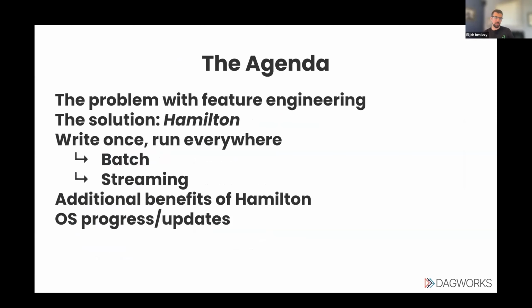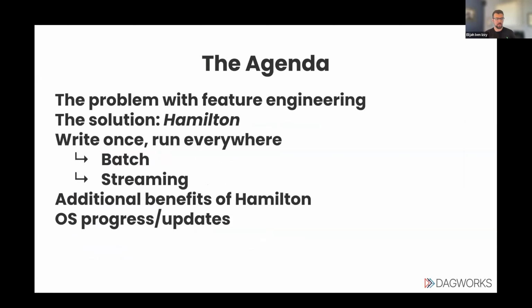So on the agenda today, first, I want to talk about the problem, or the challenges with feature engineering. Then I want to talk about the solution we came up with, Hamilton. Next, I want to talk about how you can use Hamilton to write your features once and run them everywhere. I'm going to apply this towards batch and streaming mode. And then I'm going to talk a little about additional benefits of Hamilton, what having a Hamiltonian code base does and how it can help you. And finally, talk about some open source progress and community updates.